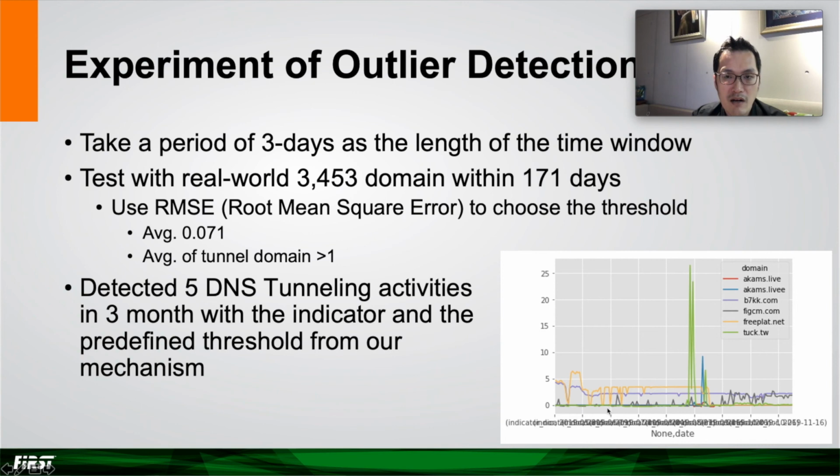In the LSTM outlier model, we use the RMSE, which is the root mean square error, to choose the threshold for us. Here we can see the average domain name reconstruction error is much less than 1, while the abnormal value exceeds the normal value by 100 times. A total of 5 sets of actual malicious tunnel domains were detected in these 3 months by our model.